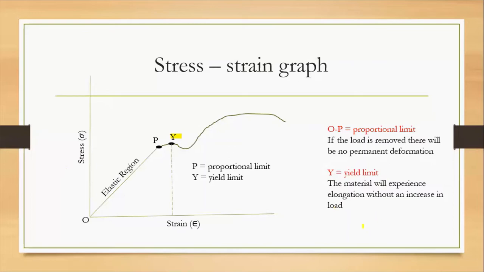Okay, let's move on. When we draw our stress and strain graph, we will draw up to the yield point. This is what we are going to be drawing. We are not going to draw beyond, it is outside the scale of our syllabus for N4. So in our case, we will draw just up to the yield point. Our values will be given from O to P to Y. Beyond that, we are not going to entertain it.